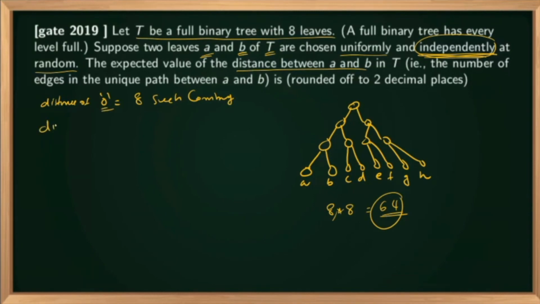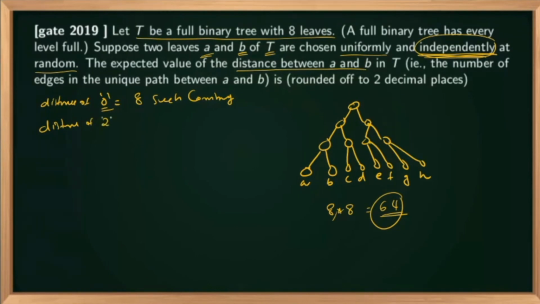What about distance 1? Distance 1 means you are randomly taking two nodes, and if you take a path between those two nodes, the number of edges should be equal to 1. Can you find any pair where the distance is 1? No, there is no pair with distance 1. If you observe, the distance should actually be even. So distance 1 is not there.